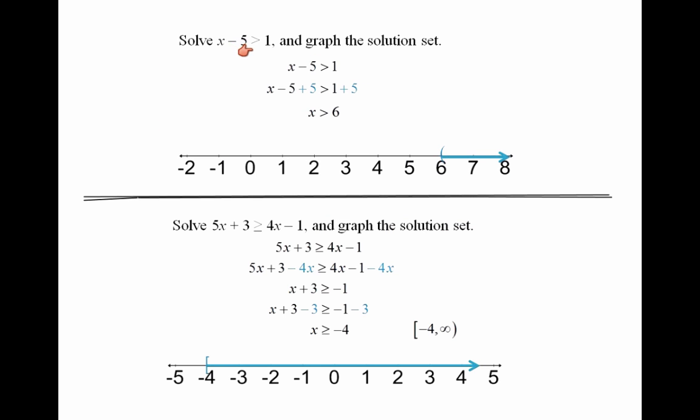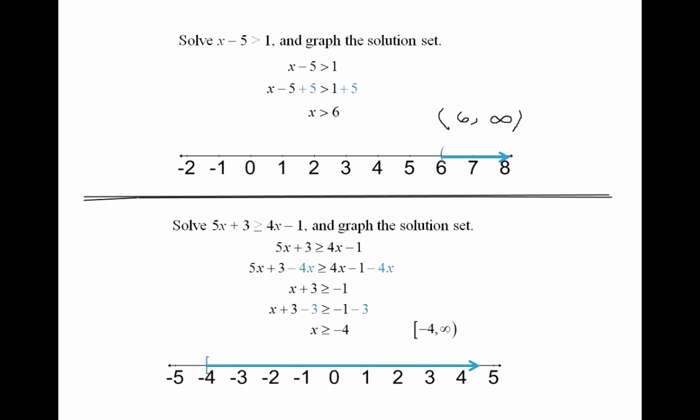Let's take a look at a couple of examples. Solve x minus 5 greater than 1 and graph the solution set. In this case, we're going to isolate x, essentially we're solving an equation. We're going to add 5 to both sides, so x will be greater than 6. And here is our graph, and if I were going to write this in interval notation, I would say parentheses, 6, comma, infinity, parentheses. That's the interval notation.